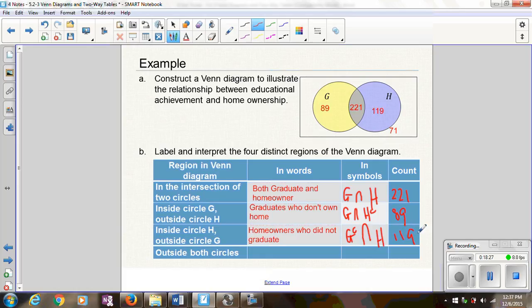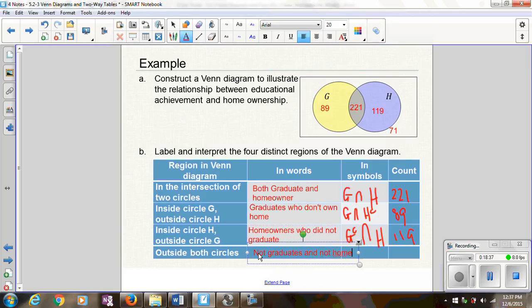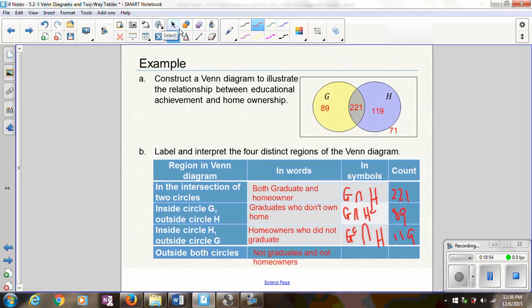And then outside of both circles would be those individuals who are not high school graduates and not homeowners. Okay, and so if I'm looking at the symbols, that's going to be where not G intersects with not H. And there are 71 individuals in that spot.